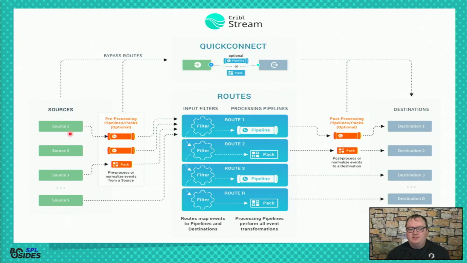What the quick connect does is bypass everything. It says, I don't care. I'm not going to do pre-processing. I don't want you to go through routes. I don't need this either. I know exactly what the data is. It's going to go to here. I want to do these specific things, and then I want to leave here.